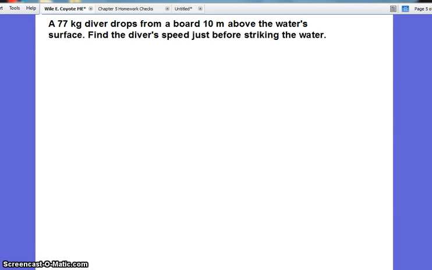This tutorial helps illustrate how to approach any type of conservation of energy problem. In this problem here, we have a 77 kilogram diver who drops from a board 10 meters above the water surface. We need to find the diver's speed just before striking the water. Now we're going to start by drawing two pictures, an initial and final. So our initial and final conditions.